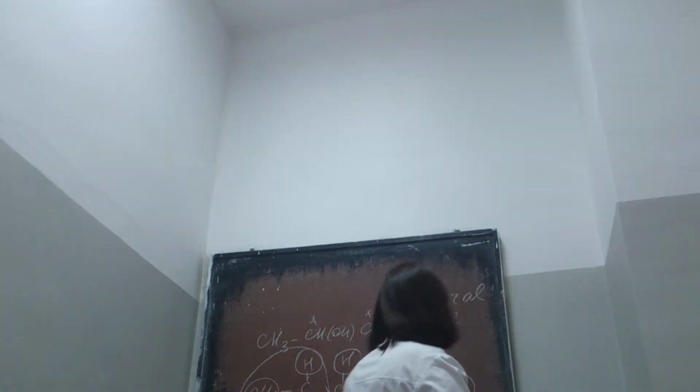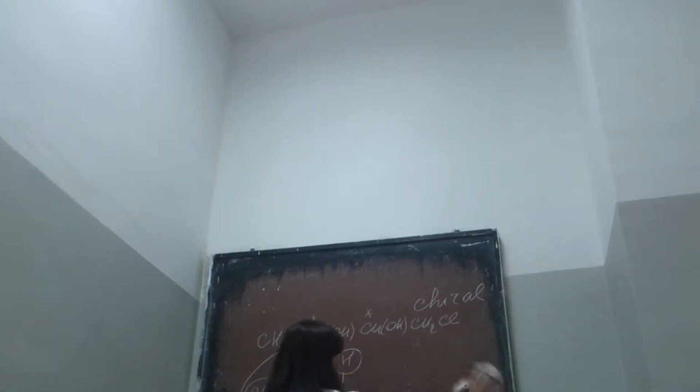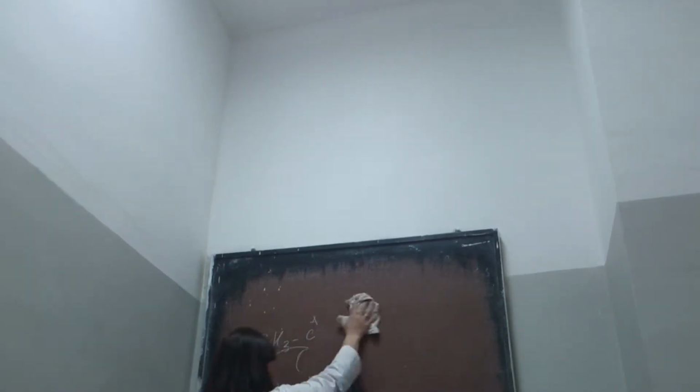Now, how can you discuss the names of these stereoisomers? Remember, please, configurational stereoisomers we can divide into two groups: enantiomers and diastereomers. Now, what's the difference between them?